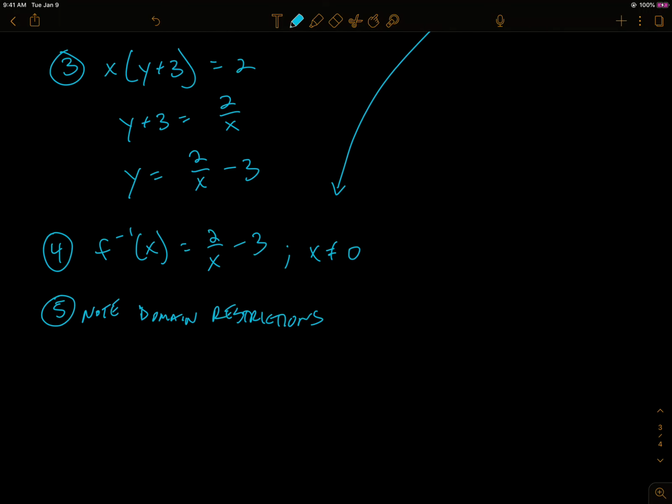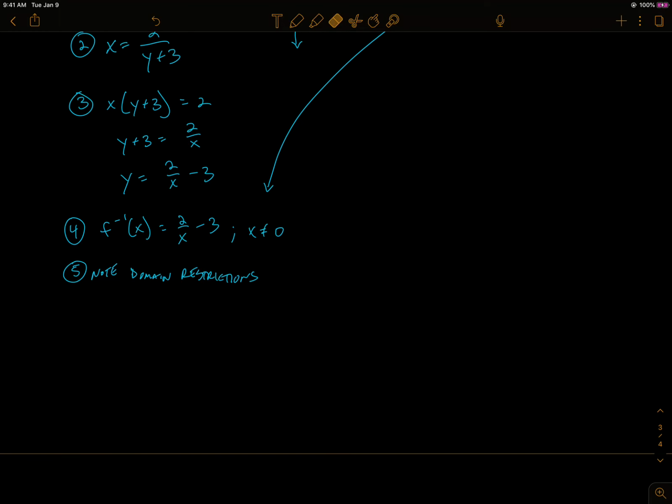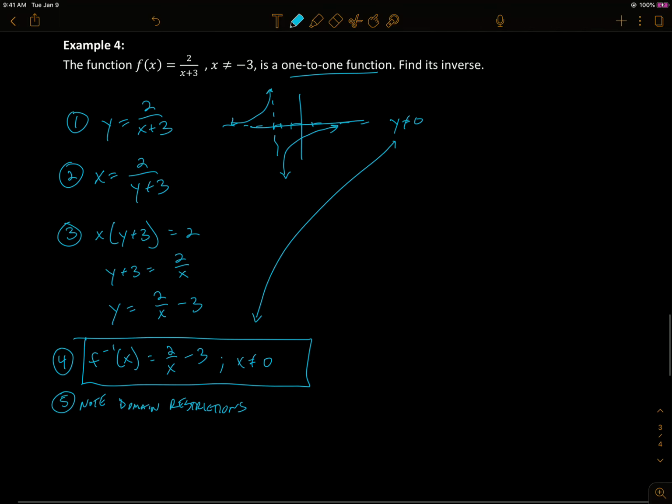This one was nice because it just appeared in the function, like we know that x can't be 0. That didn't really happen last time, but I did verify by thinking about the range of the original function. So note the domain restriction. So here's our inverse. It said to find the inverse. So we did that. We could check.